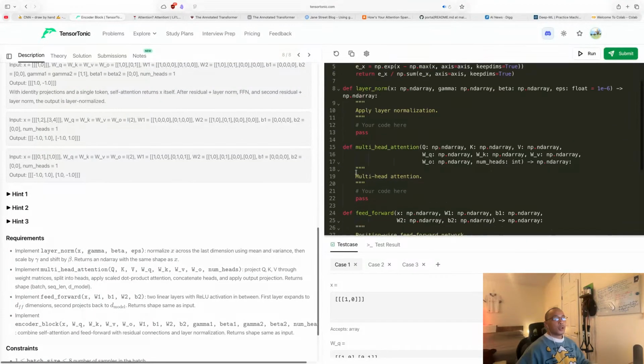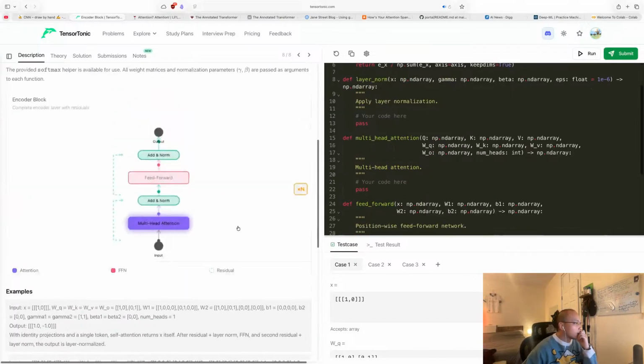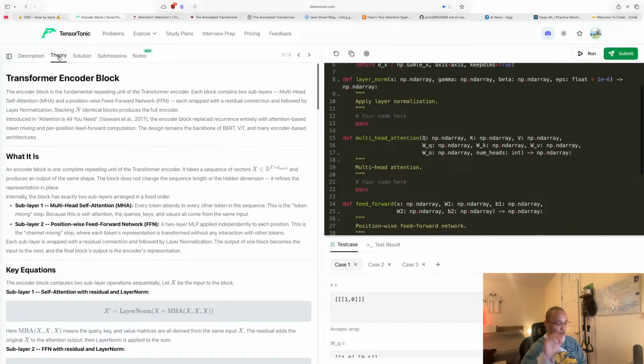All right. Let's dive into the theory, right? Because we can take this time to learn a little bit more about the encoder block.